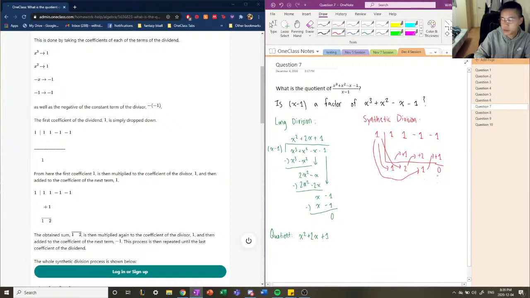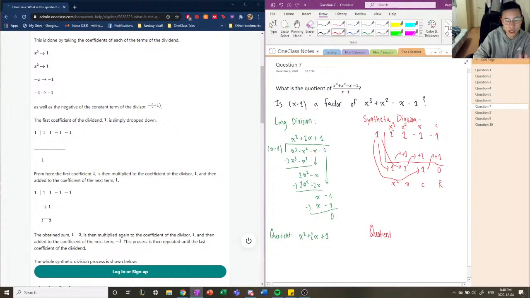Okay, so what does this mean, right? So if you have a 0 at the end of your synthetic division, that means that you have no remainder, right? And if you have no remainder, then you know that x minus 1 is a factor of x cubed plus x squared minus x minus 1, or the quotient is going to be, so if this is the x cubed position, and this is the x squared, and this is the x, and this is just the constant, then since you're dividing it by a factor, this is going to be x squared, x, c, and this is going to be your remainder, right? So the remainder is 0.